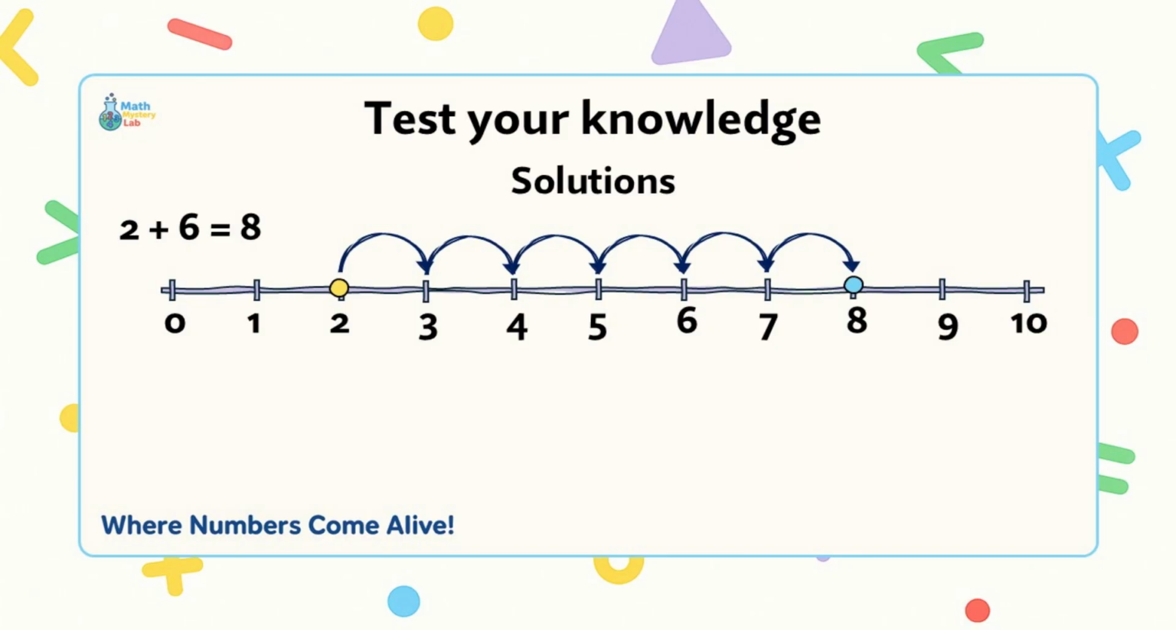2 plus 6 is equal to 8. Start on the 2 and jump 6 times, or start on the 6 and jump 2 times. 7 plus 0 is equal to 7. Start on the 7 and jump 0 times, or start on the 0 and jump 7 times.